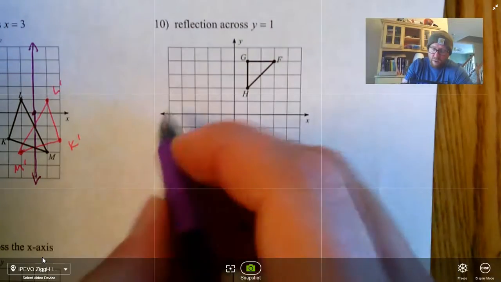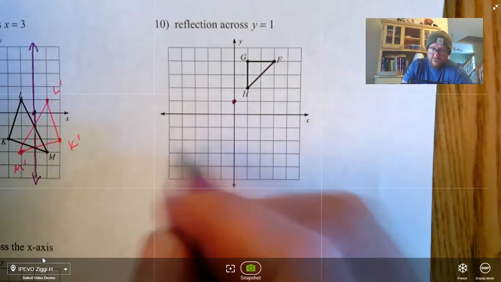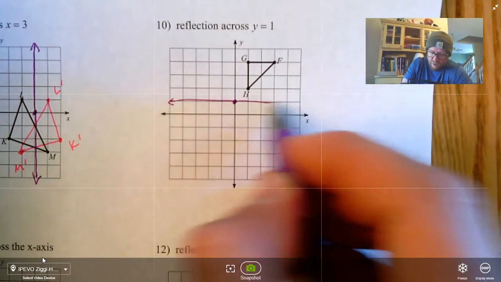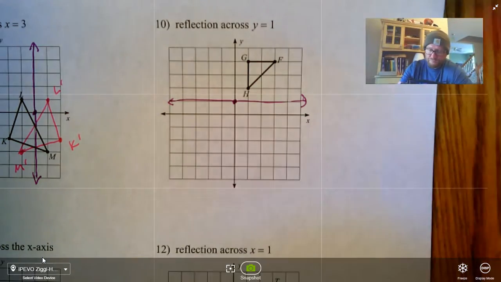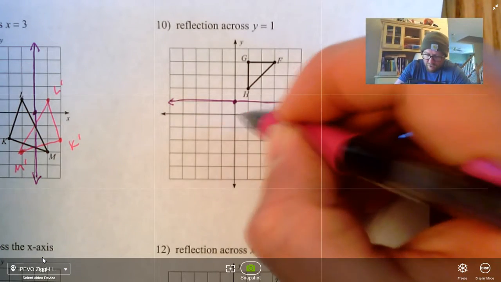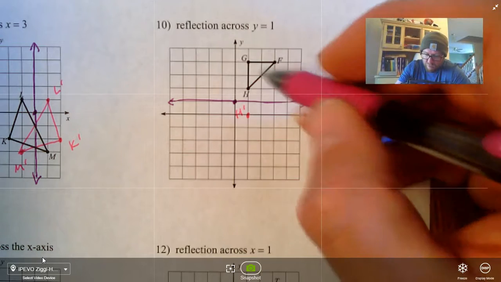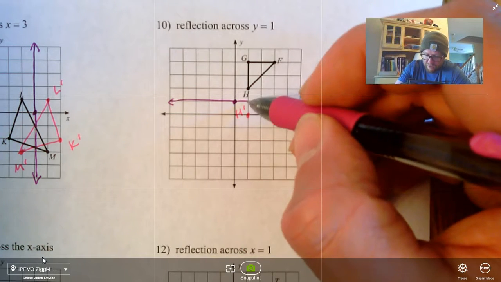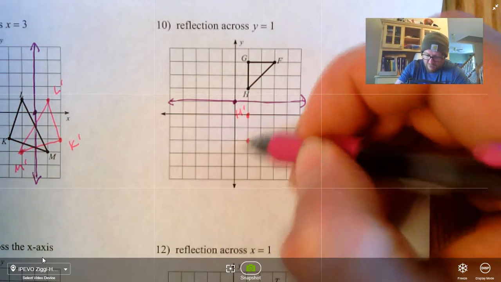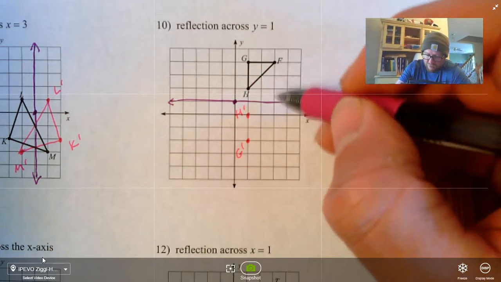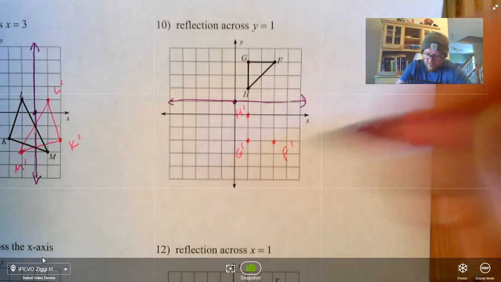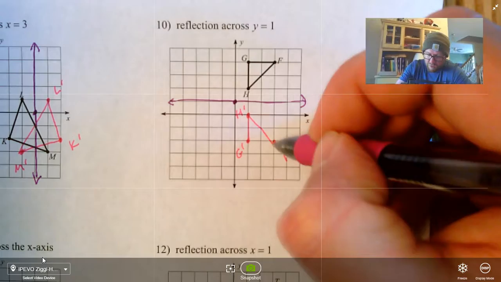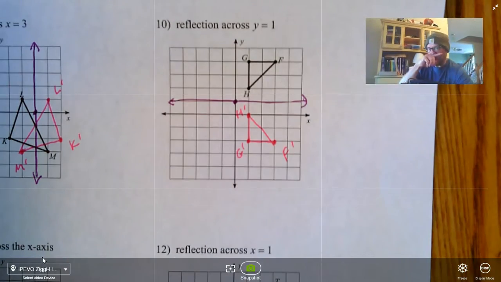Reflecting across the line y equals 1. Go to the y-axis, mark 1, and then draw a line that cuts right through there. H is a space away, so H prime is 1 space in the other direction. G is 3 spaces, so 3 spaces for G prime in the other direction. F is 3 spaces, so 3 spaces for F prime in the other direction. And then we just go ahead and connect them on up. Good.